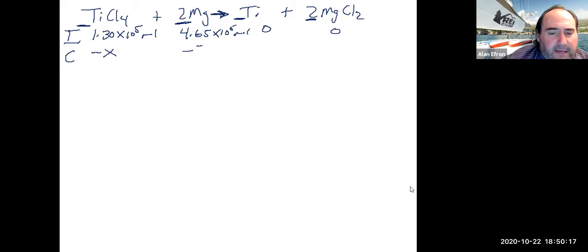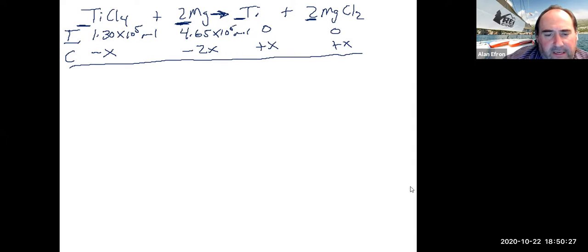This is going to be minus 2x. Again, the coefficient here is 2. On our product side, this will be plus x and plus x. And that means when we get to the end here, we're just going to carry those numbers down.